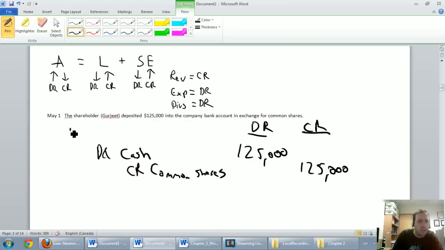We haven't dated it yet, so let's date it May 1st. And the other thing we're missing is description. I'm not going to do descriptions for any of these journal entries for the simple reason that I could simply rewrite this sentence: The shareholder deposited 125 grand into the company bank account in exchange for common shares. I'm not going to rewrite that sentence, but that's what you could write. The shareholder deposited 125 grand for common shares. There, you've got your description. I'm not going to write those down.